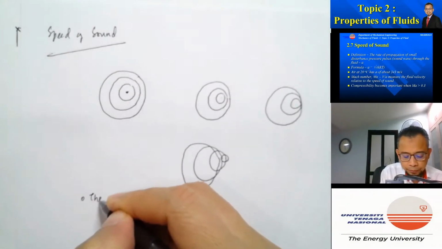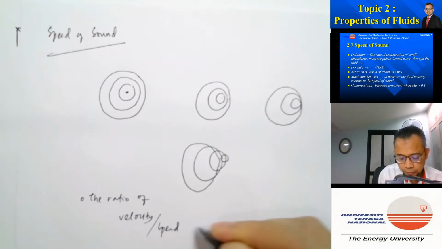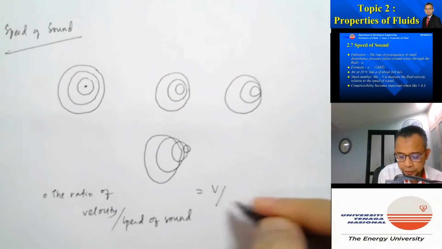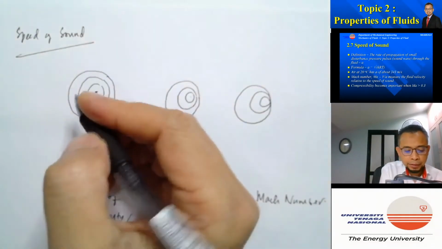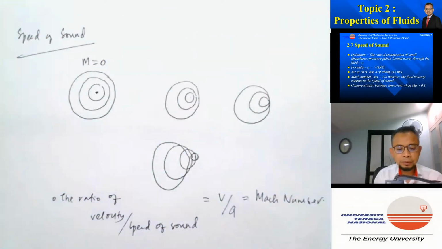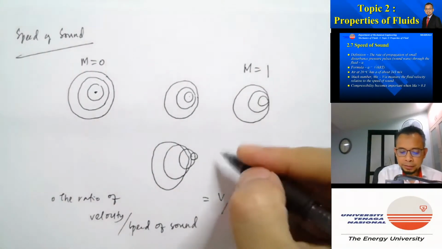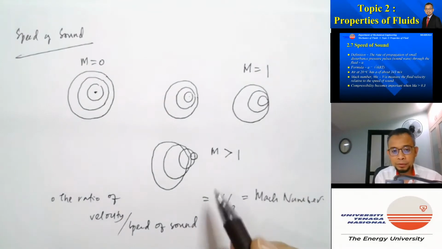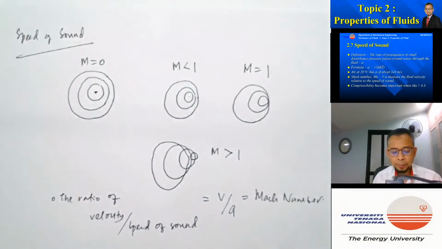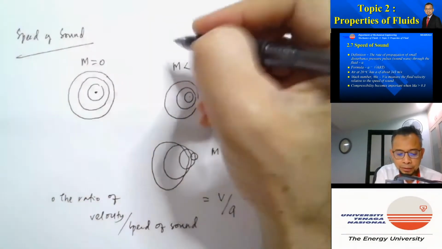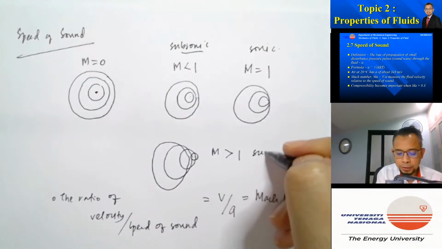The ratio of velocity divided by speed of sound, which is v divided by a, is called the Mach number. In this case, the Mach number is equal to 0 since velocity is 0. In this case, the Mach number is equal to 1. And in this case, the Mach number is bigger than 1 since the velocity is bigger than the speed of sound. And this one here has Mach number less than 1. So there is a name for this. This is called subsonic. This is called sonic. And this is called supersonic.